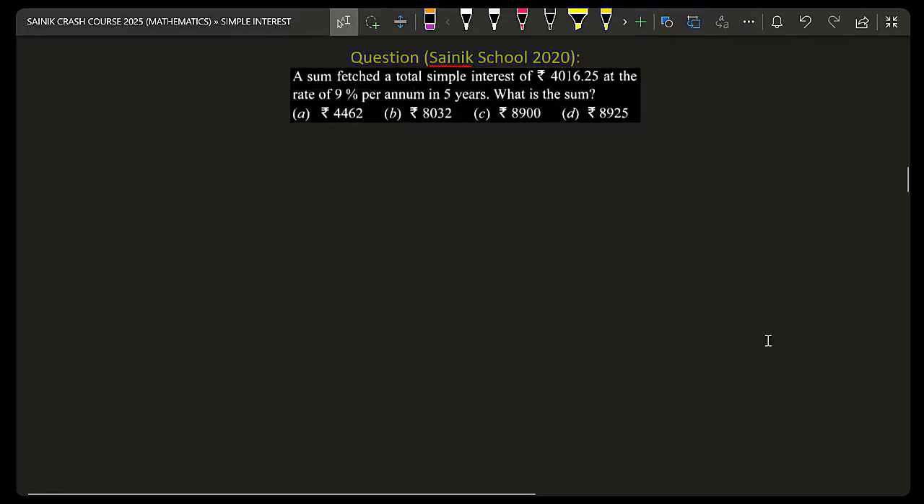The next question is, in 2020 we got this question. A sum fetched a total simple interest of 4016.25 at the rate of 9% per annum in 5 years. What is the sum? Who is giving the answer for this question?